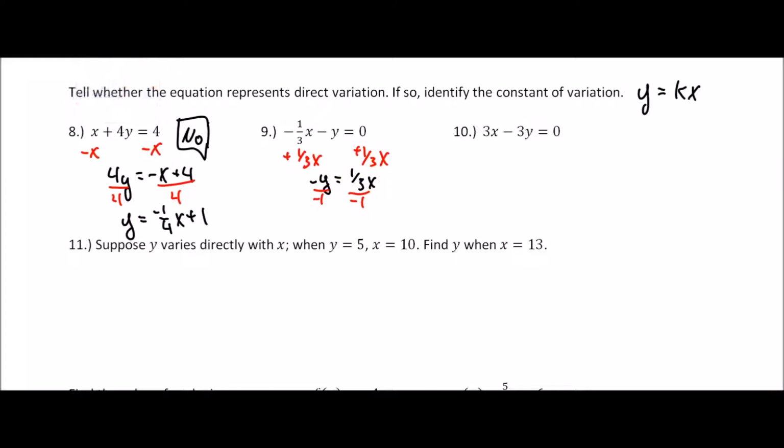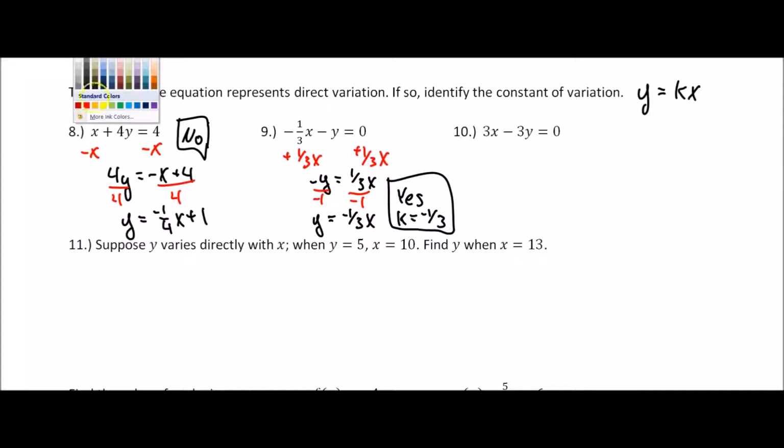So I end up with y equals negative 1/3 x. And so this one is direct variation. It's in that format y equals kx. It's a line that goes through 0, 0. So yes, this one is direct variation. And the k value, the constant of variation, is the same thing as the slope. It's the negative 1/3.